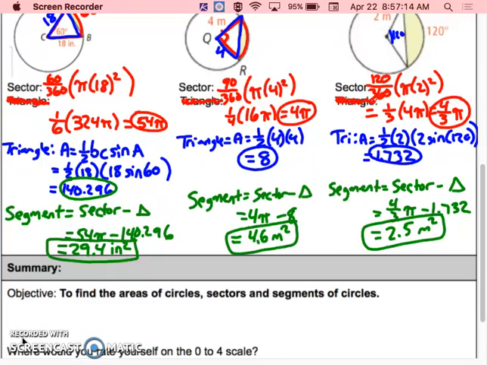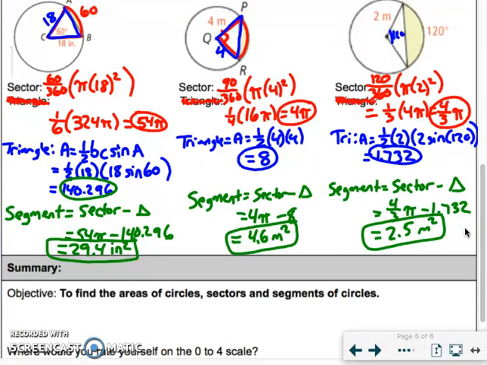So real quickly, I'll walk you through it. The sector was 120 out of 360 times pi times 2 squared, pi r squared. So I just kept that as simple as I could, and so you have 1/3 of 4 pi, just calling that 4/3 pi. The triangle, we don't have a right angle, so we can't use 1/2 base times height, so we do 1/2 BC sine of A, so that would have been 1/2 times 2 times 2 times sine of 120 to get about 1.732. And then when you subtract those two, your 4/3 pi minus 1.732, that gets you to about that 2.5 mark.